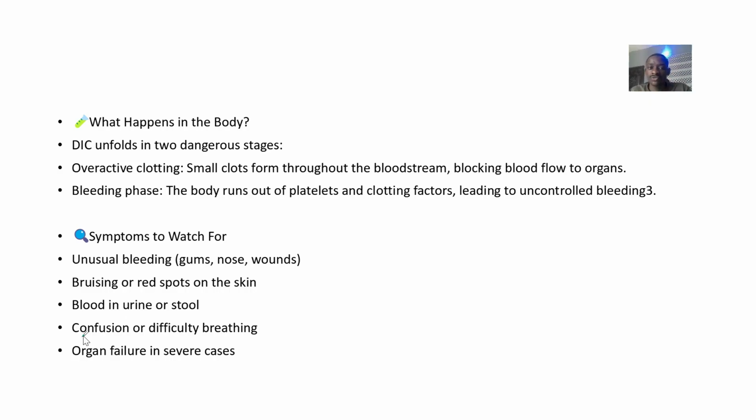So what actually happens during DIC? It's two dangerous stages. First, clotting is too much, so small clots form throughout the bloodstream. They can block blood supply to very important organs in the body. Those blood vessels are not too big, so if you have clotting inside them, it narrows the passageway for blood. This can cause a shortage of blood supply to organs, that's ischemia. Next, I told you that platelets and clotting factors get used up, so the body runs out of them, and that tilts you into bleeding.